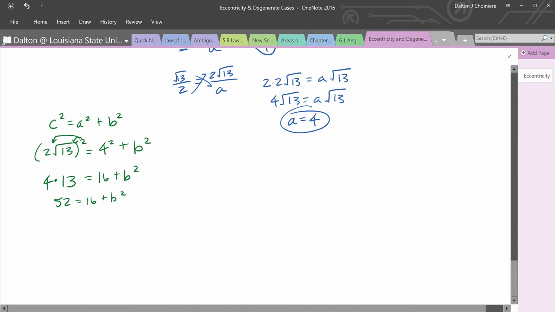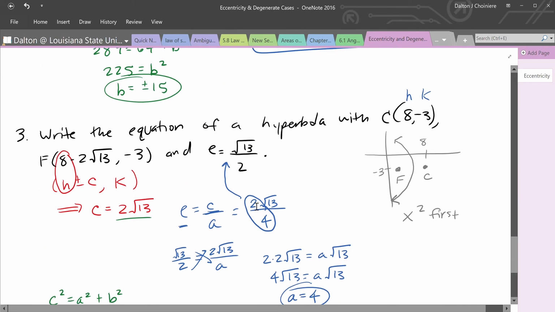If I subtract 16 from both sides, I get 36, which is a lovely number, equals b squared, meaning that b is going to be plus or minus 6. And there's the last piece to the puzzle. I found a earlier, I just found b, and I already had h and k from the get-go. H and k is 8, -3.